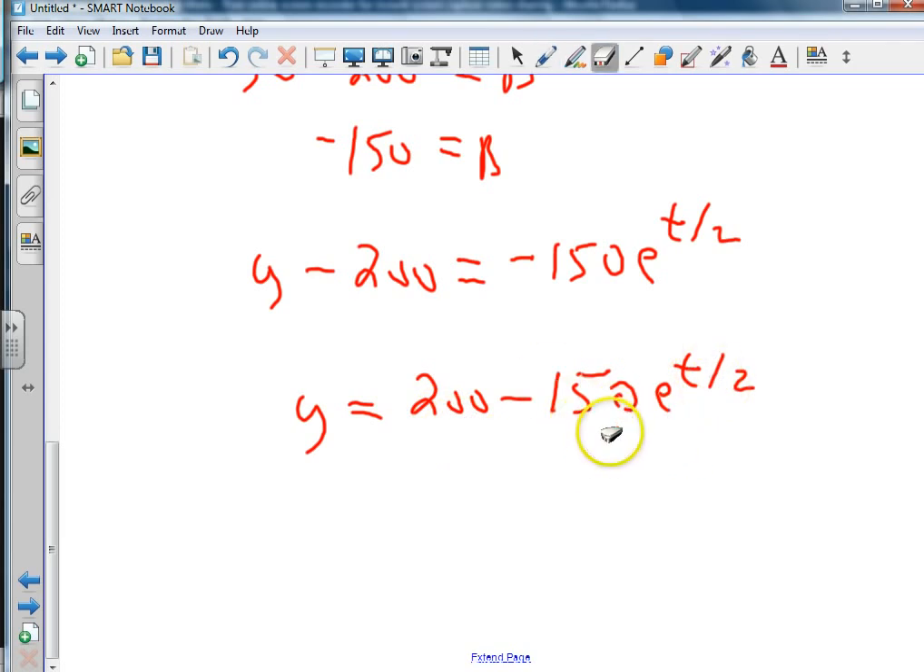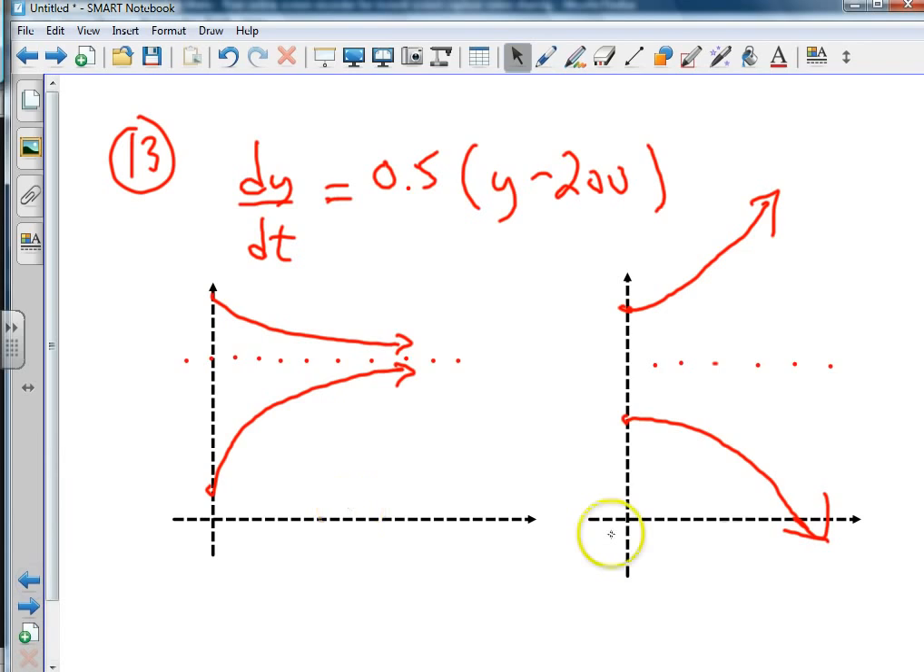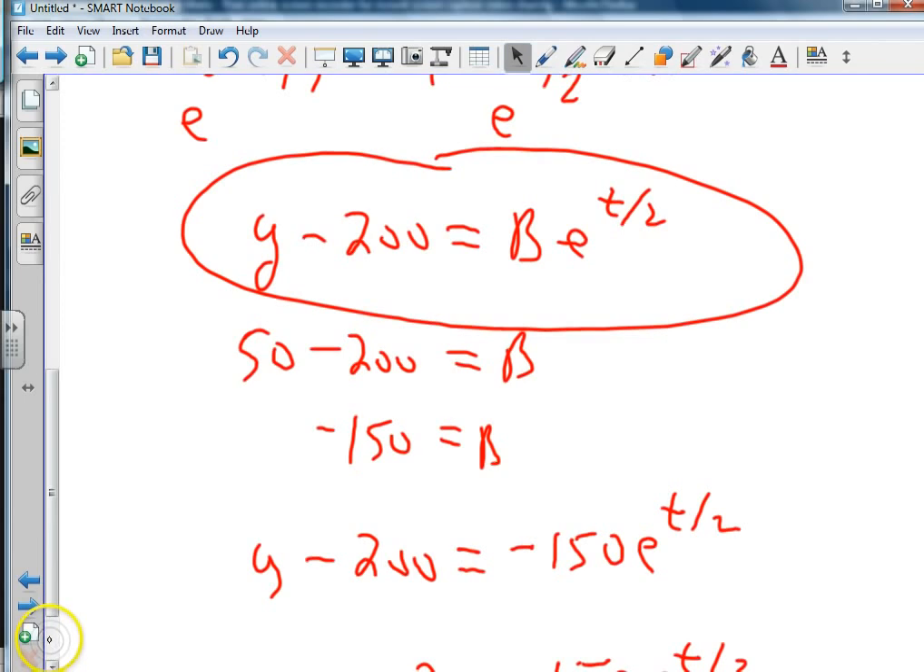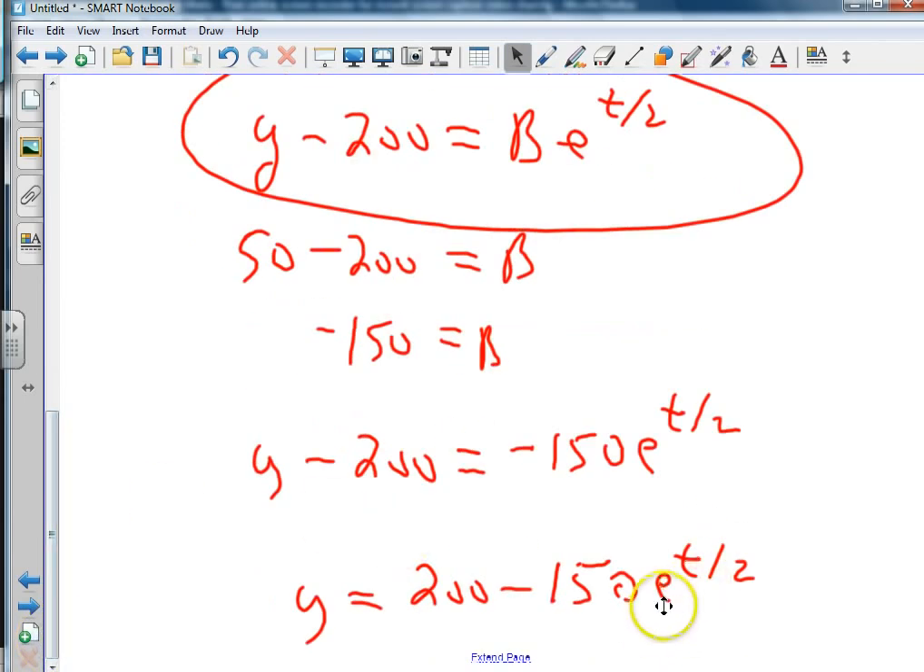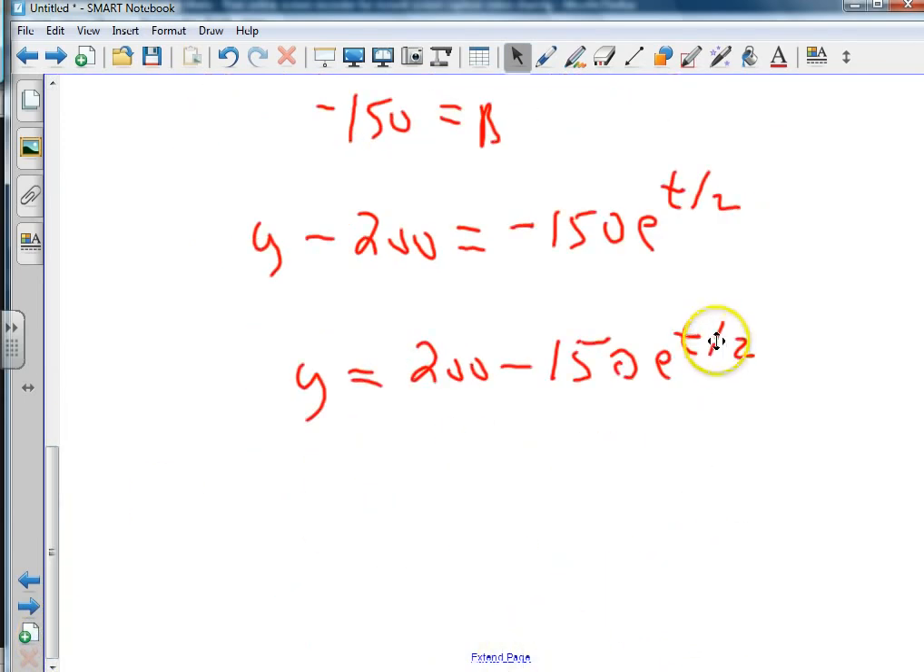Notice what solution I got. I got this one. Because I started with this, which was an unstable equilibrium, at a point, y is 50, less than 200. So it's 50 and then gets more and more negative. Isn't that what we got? What happens to e to the t when t gets huge?